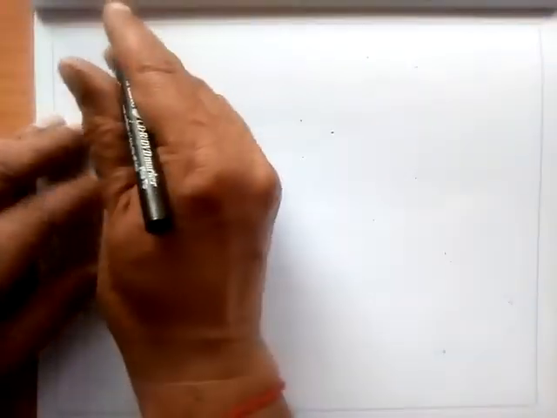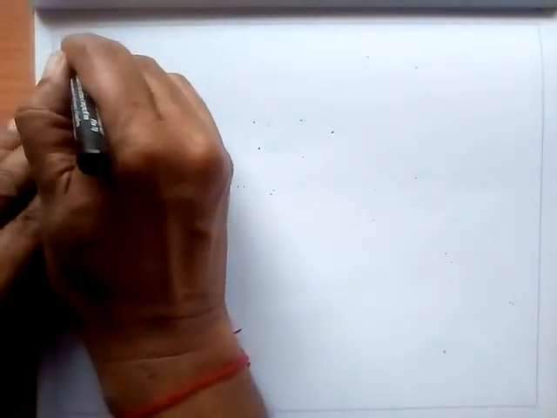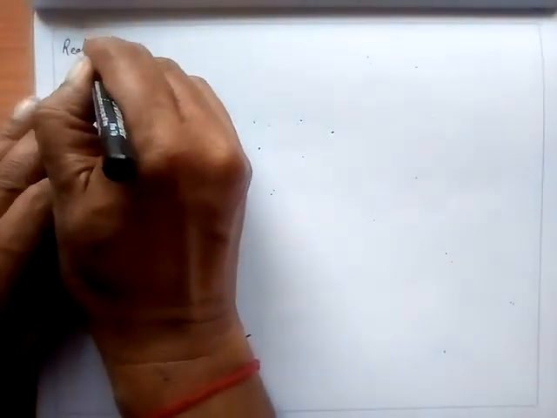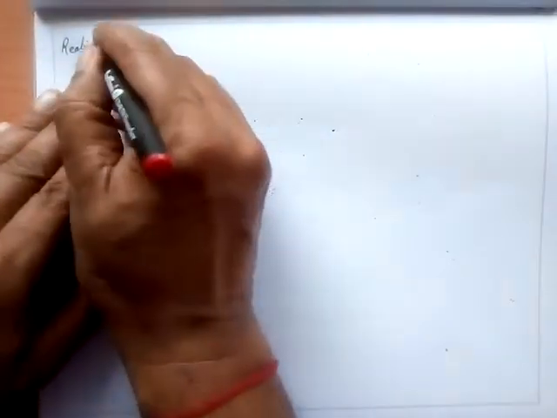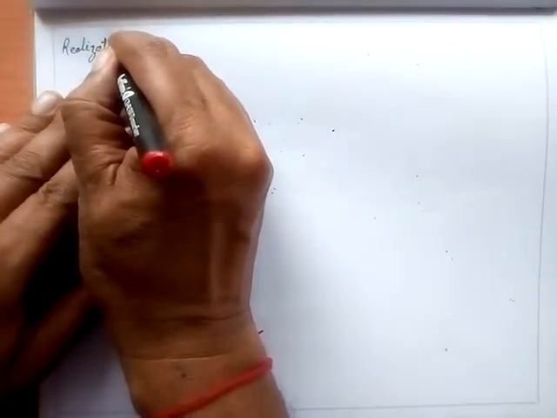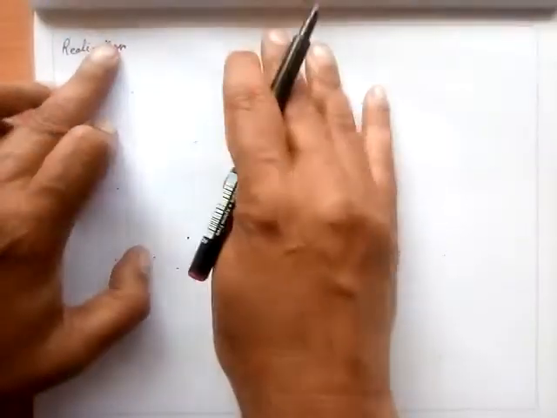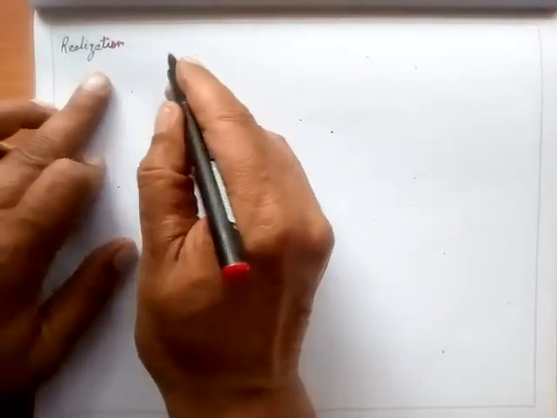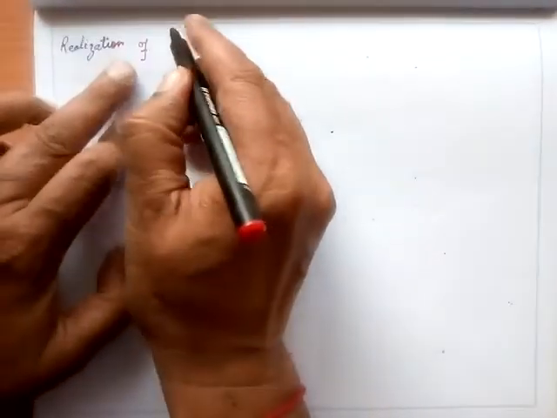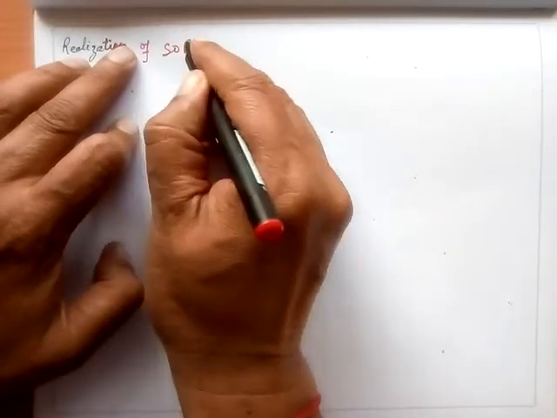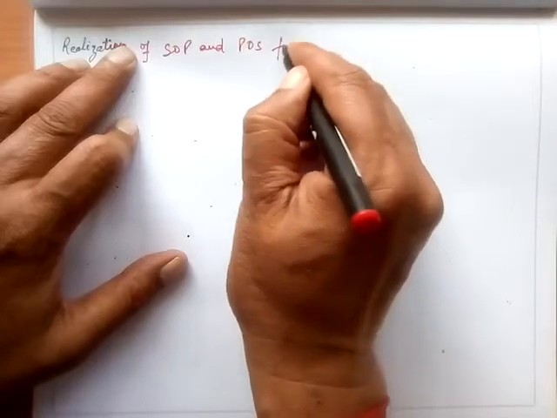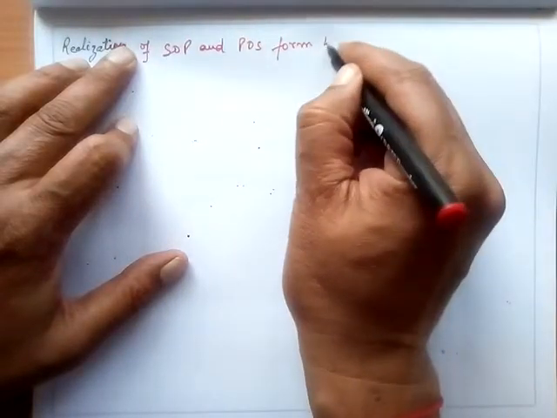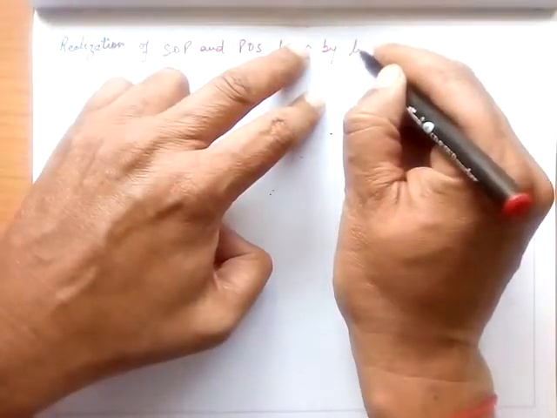That is realization. The pen is not working properly, so I'm using another. Realization of SOP and POS form by logic gates.